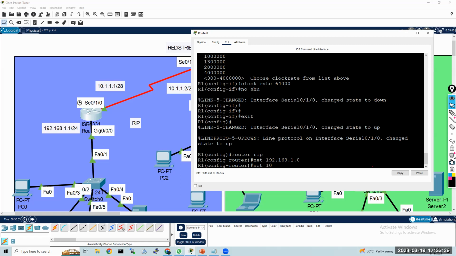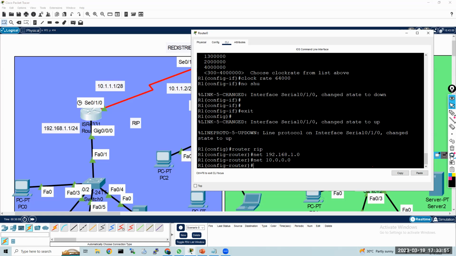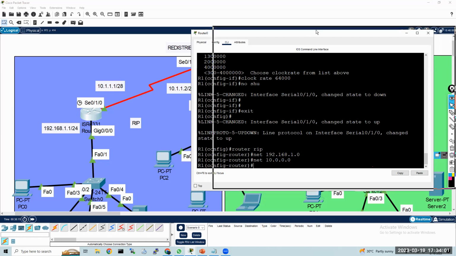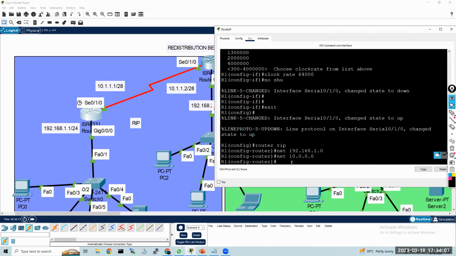And please configure RIP version 2. Yes, RIP version 2 we have to configure here. No problem, after this we can also use the command. Okay, 1, 2, 3, 4. Enter. I have entered. Exit. Okay.